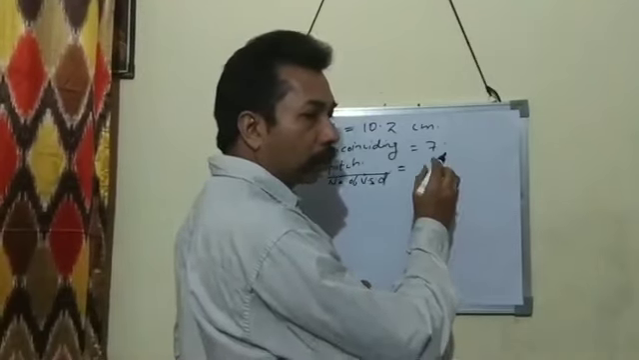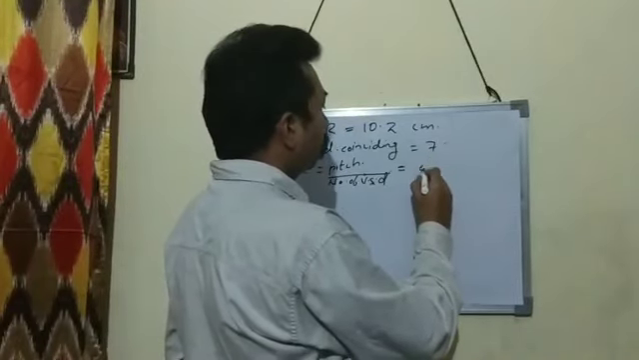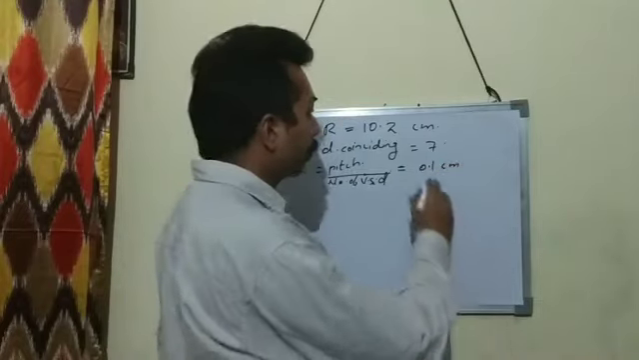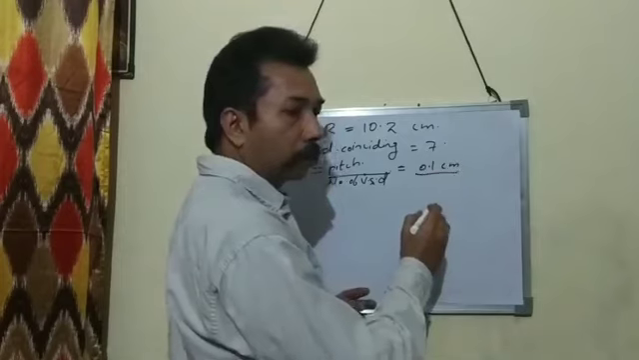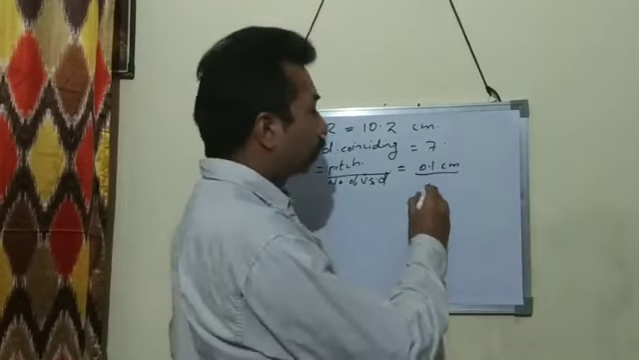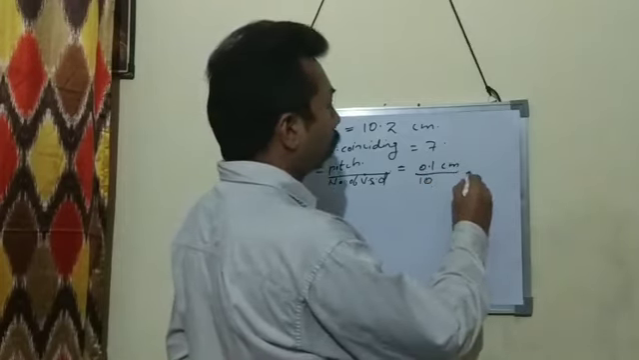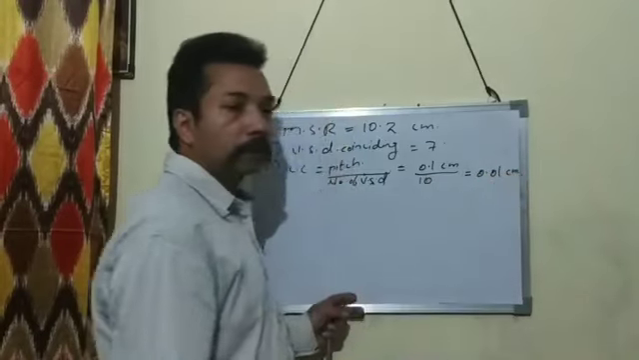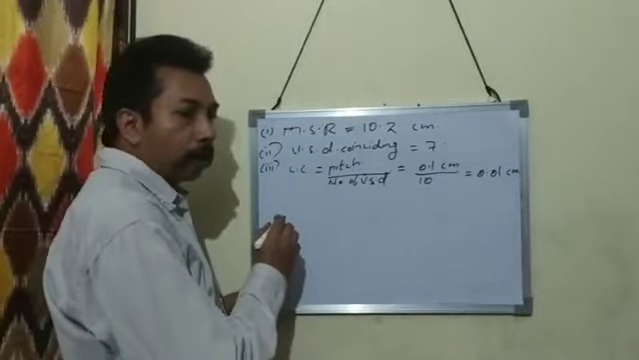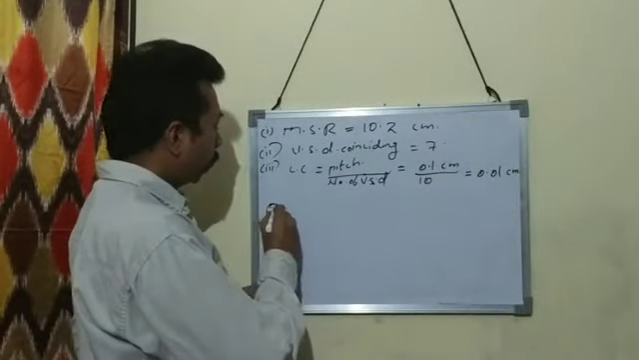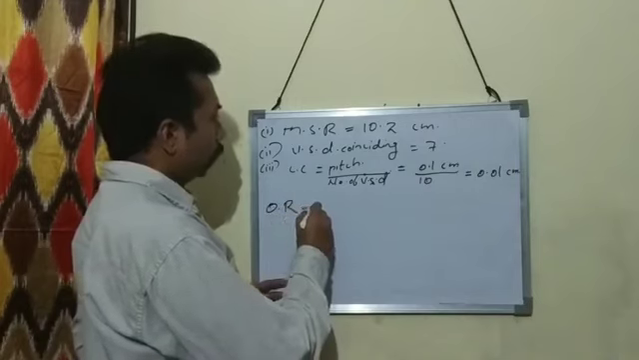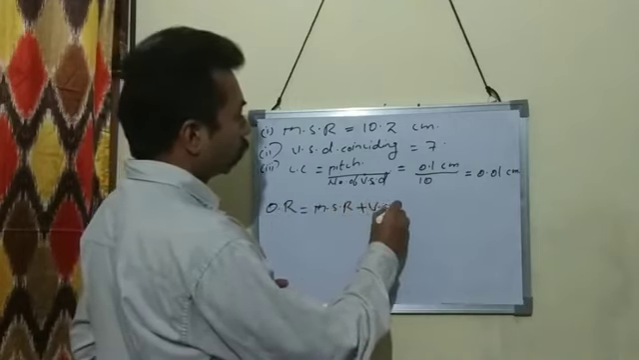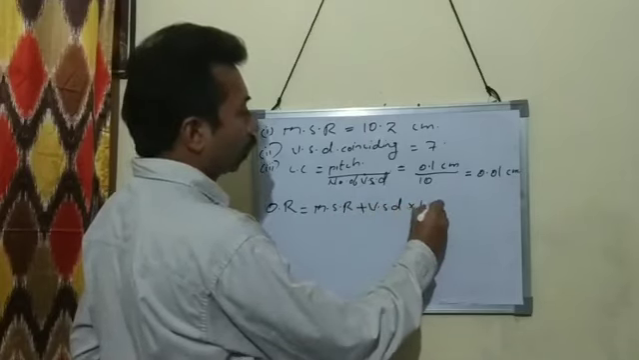The value of one main scale division is 0.1 centimeter. And in the diagram you can see the total number of vernier scale divisions is 10. 0.1 upon 10 is equal to 0.01 centimeter. This is the least count. Now we have to calculate the observed length. Observed length is main scale reading plus vernier scale division coinciding into least count.